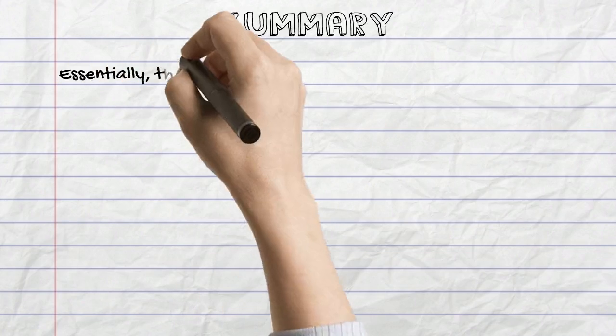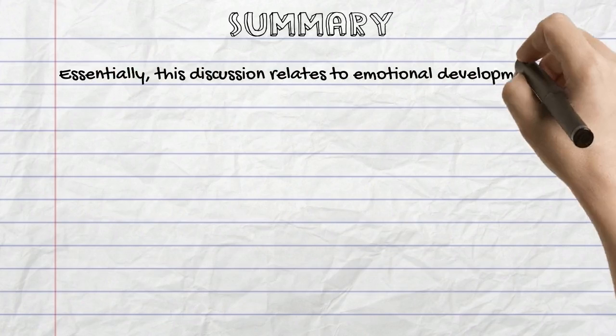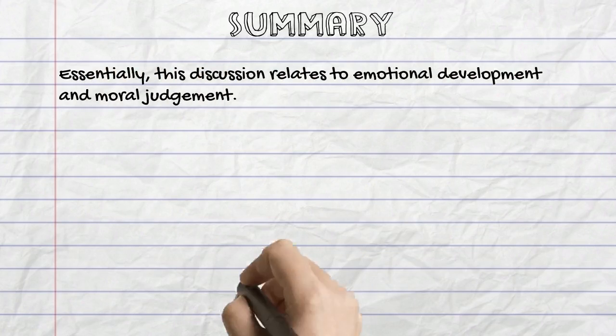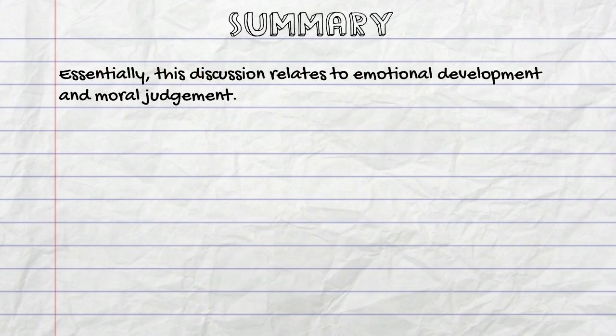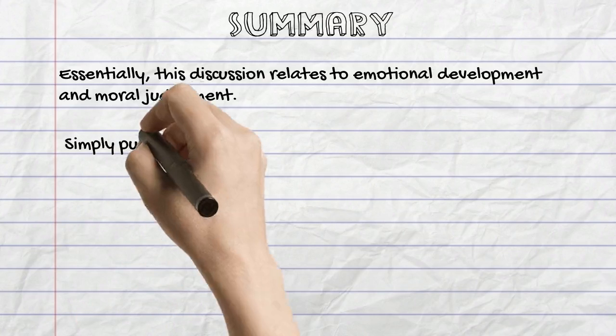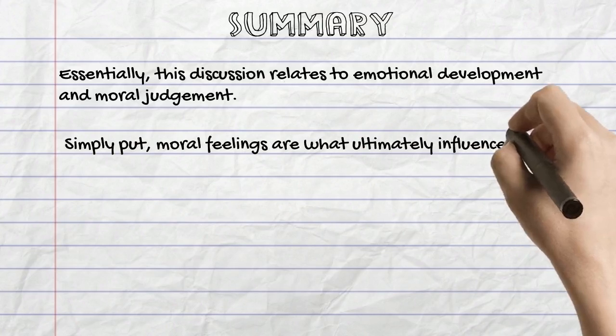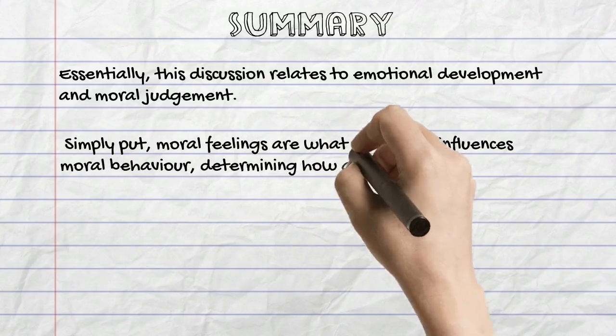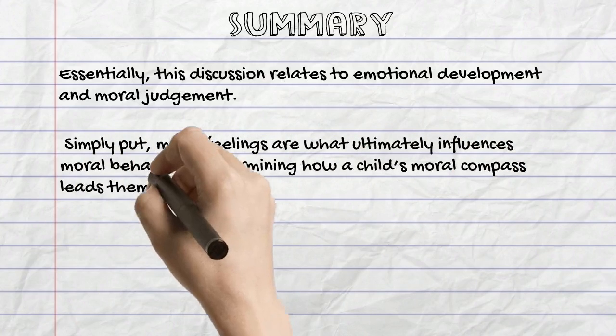Essentially, this discussion relates to emotional development and moral judgment. Children who are less able to regulate their emotions and associated actions, such as anger and aggression, are therefore more likely to have difficulty understanding and applying moral principles within society. Simply put, moral feelings are what ultimately influences moral behavior, determining how a child's moral compass leads them to behave in particular situations.